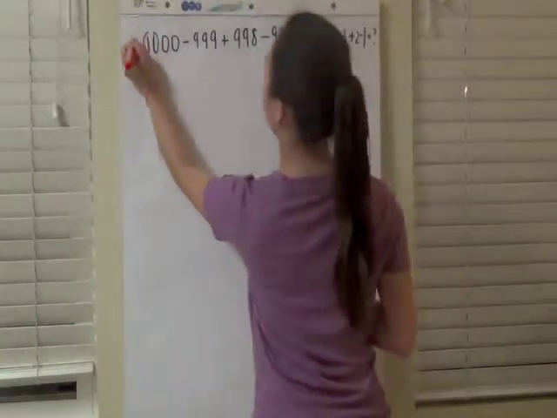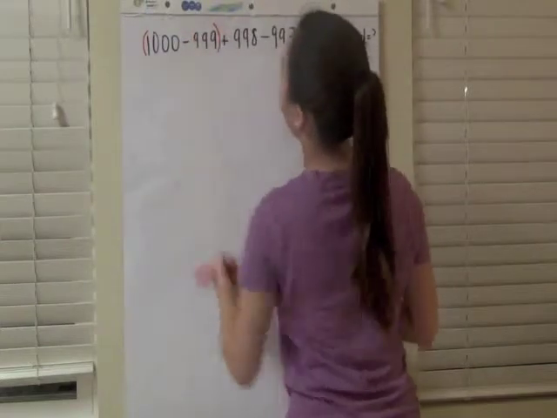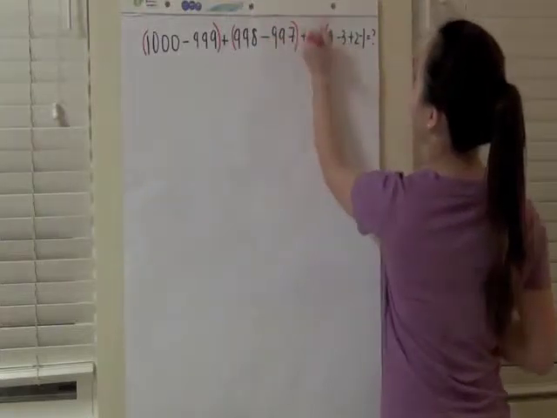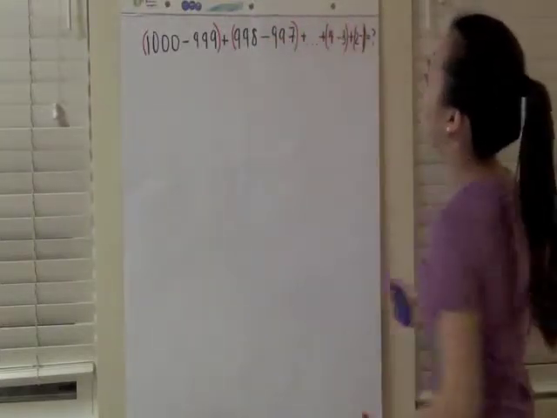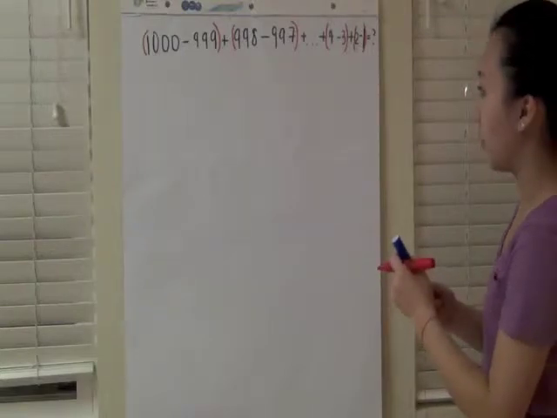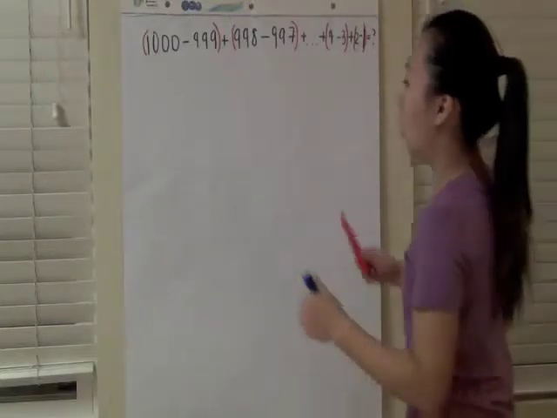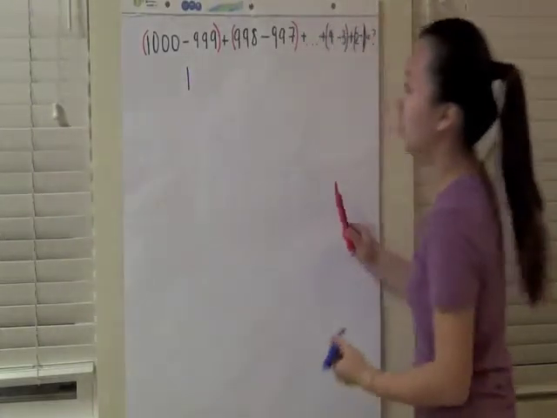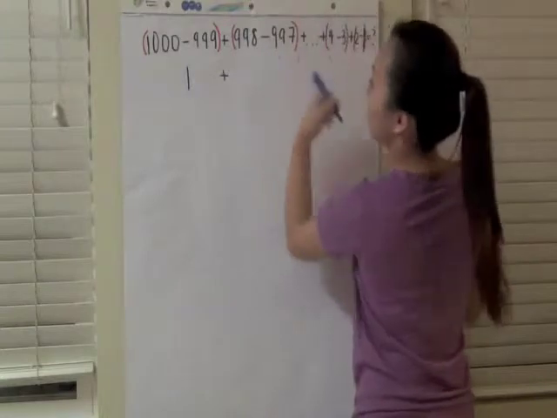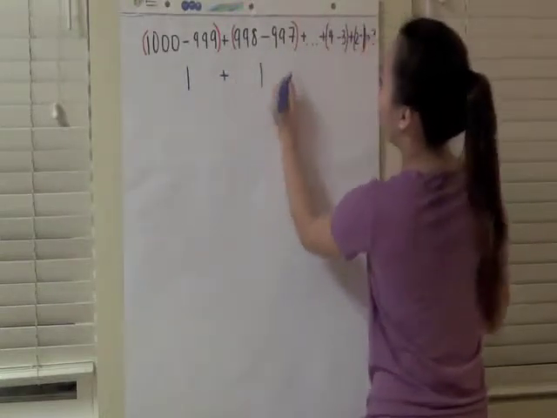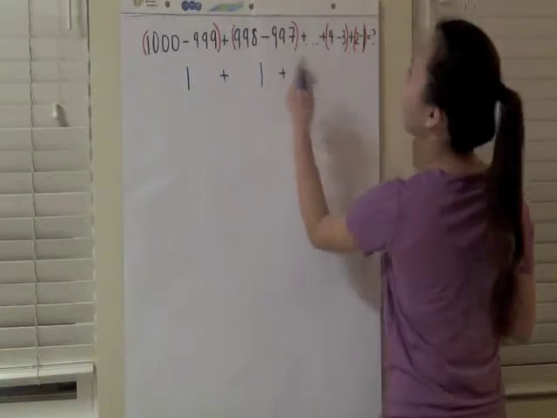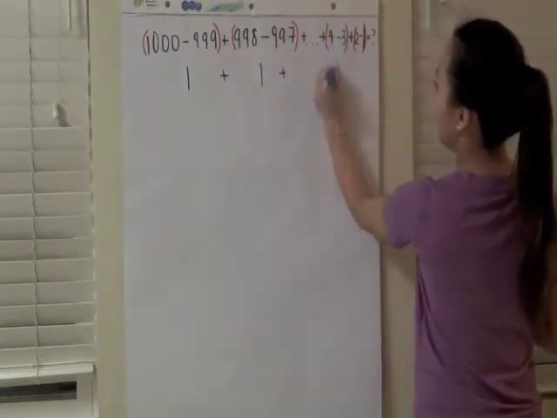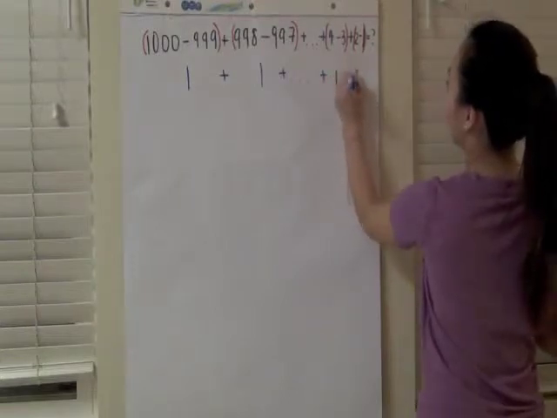So in this case, 1,000 and 999 can be grouped together, 998, 997, and so on until you get 4, 3, 2, and 1. So if we rewrite this equation, 1,000 minus 999 is equal to 1, right? And then 998 minus 997 is also equal to 1, and so on, however many pairs you have will always equal 1. And then you have 4 minus 3 is equal to 1, and then 2 minus 1 is also equal to 1.